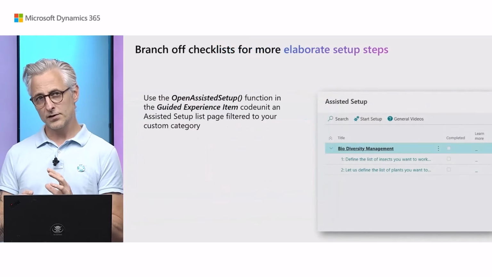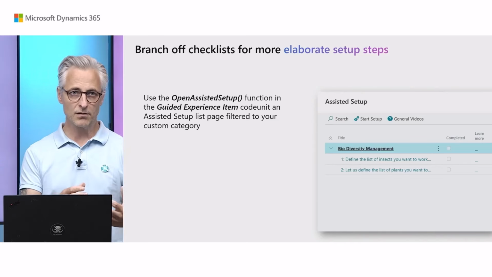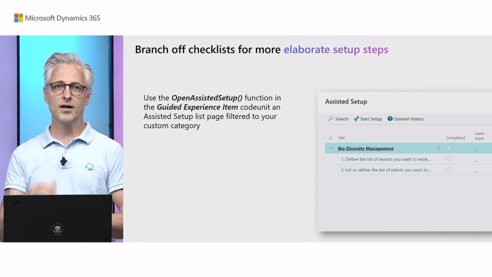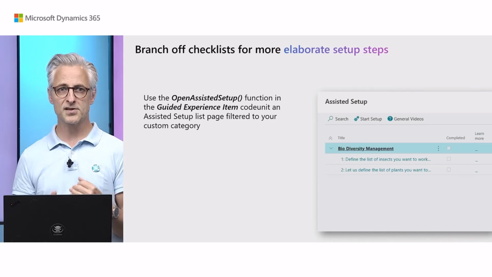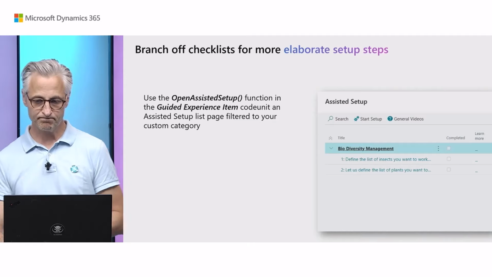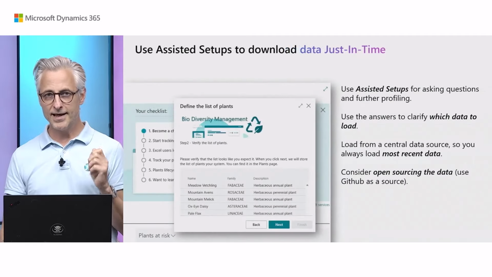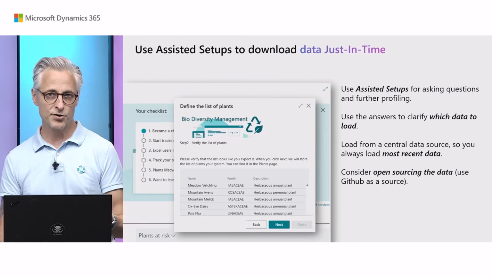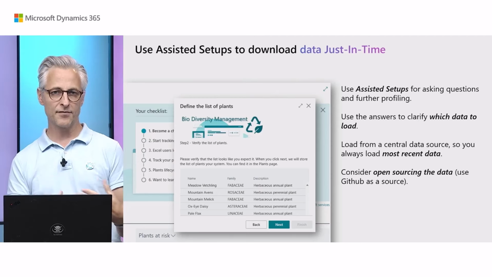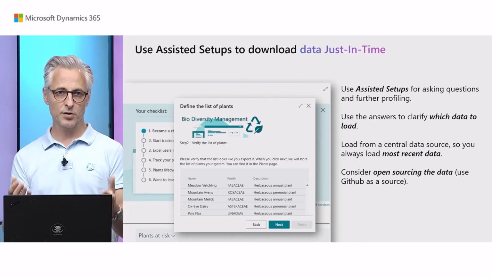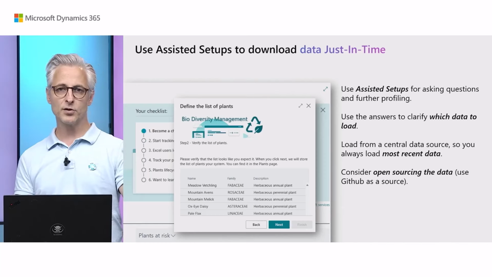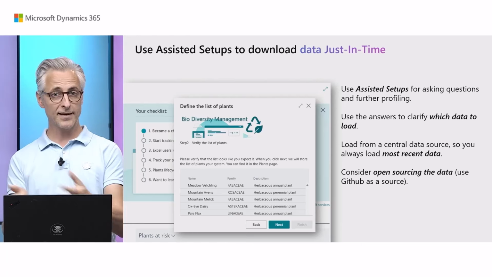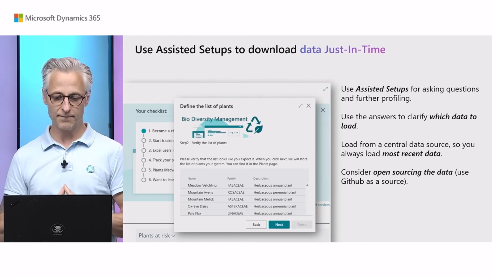Branch off checklists to do more elaborate setups. You saw me opening the assisted setup list filtered to your custom category. And you do that by calling the open assisted setup function in the guide experience item. And what we talked about before about using assisted setups to ask more questions, to clarify which data you have to load here. In my example, I just loaded the plants. It could be that I wanted to ask the user, hey, are you interested in trees or flowers only, and then only load that data. You get the idea for your data.